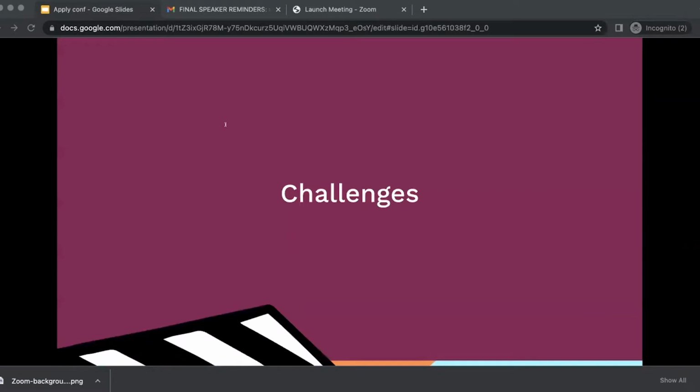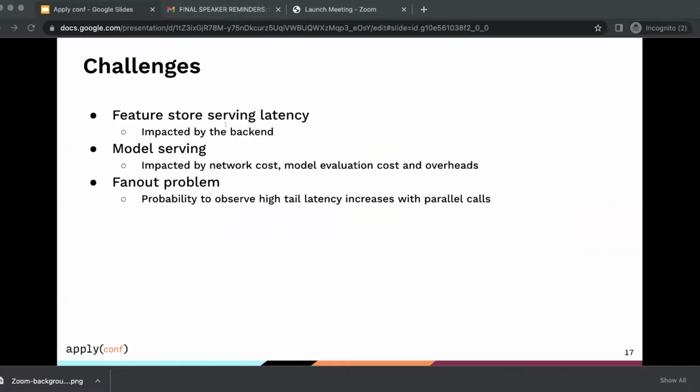Now, moving on to the challenges. The architecture we just talked about is pretty straightforward, but still there are some challenges. For example, we call downstream services like the feature store and model server, and the latency of these backend services also impacts our scoring service. For example, the latency of the feature store will be impacted by its backend. Is it a KV store? Is it DynamoDB or Bigtable, or an in-memory cache like Redis?